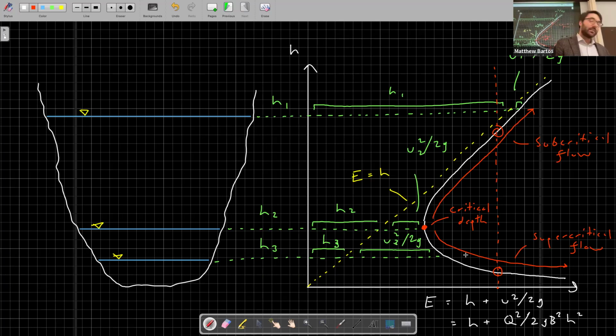All right, so let's say that we have a given discharge and a given channel geometry, and we want to compute the critical depth. We want to find what that critical depth is. How can we do it just looking at this graph here? Let's say we have our equation for the specific energy, and we want an expression for the critical depth. How can we go about finding that minimum point?